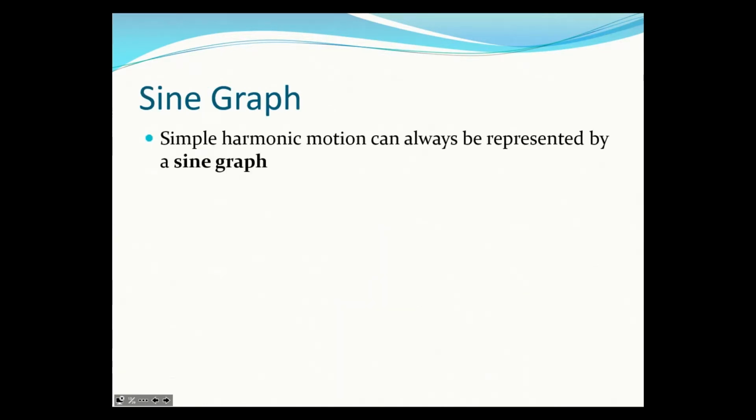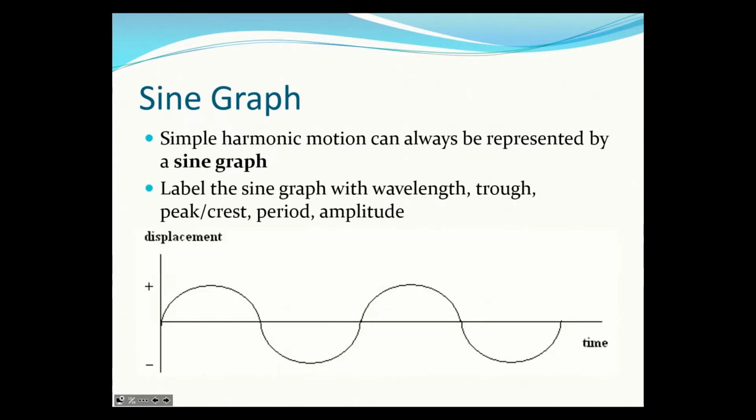So simple harmonic motion can be represented by a sine graph. You probably haven't learned sine graphs yet if you haven't taken Math 30, but a sine graph just looks like this. It kind of looks like a wave. So you might see this term sine graph come up. So we can label these things on this graph here. Let's label the easy ones first.